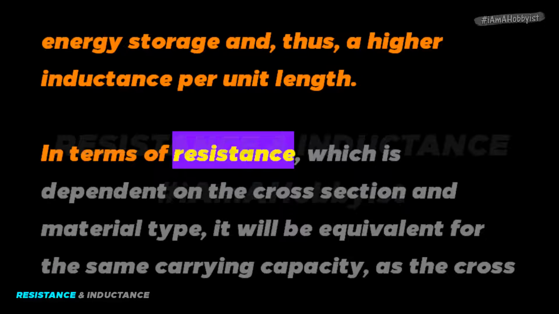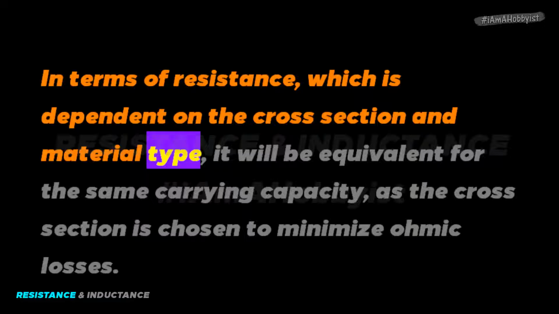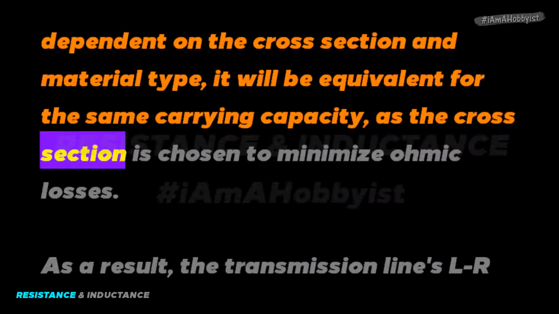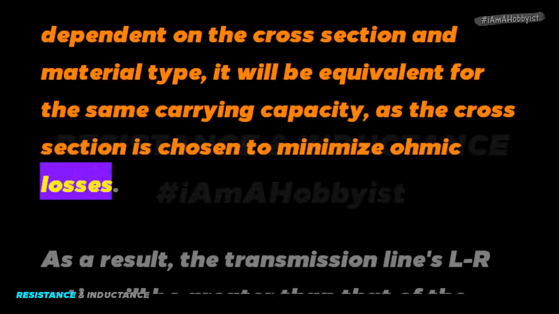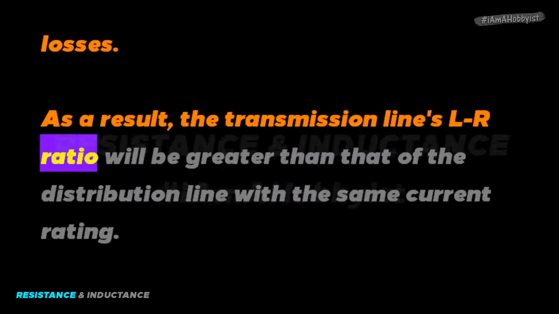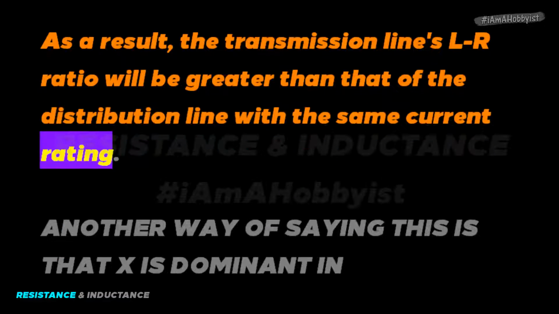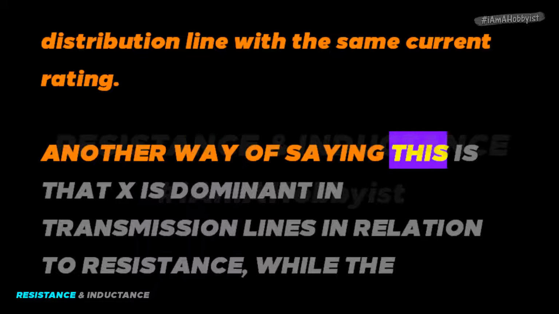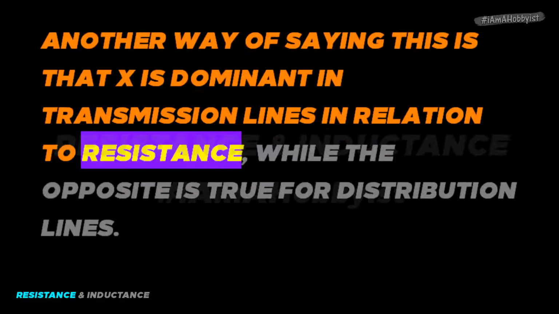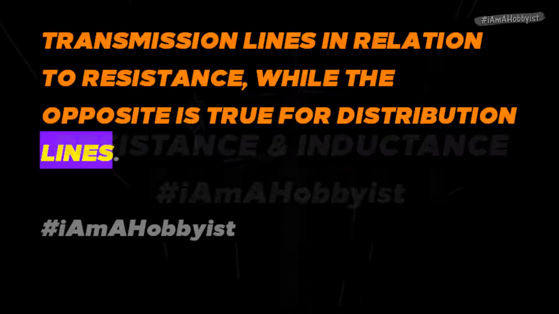In terms of resistance, which is dependent on the cross-section and material type, it will be equivalent for the same carrying capacity, as the cross-section is chosen to minimize ohmic losses. As a result, the transmission line's L/R ratio will be greater than that of the distribution line with the same current rating. Another way of saying this is that X is dominant in transmission lines in relation to resistance, while the opposite is true for distribution lines.